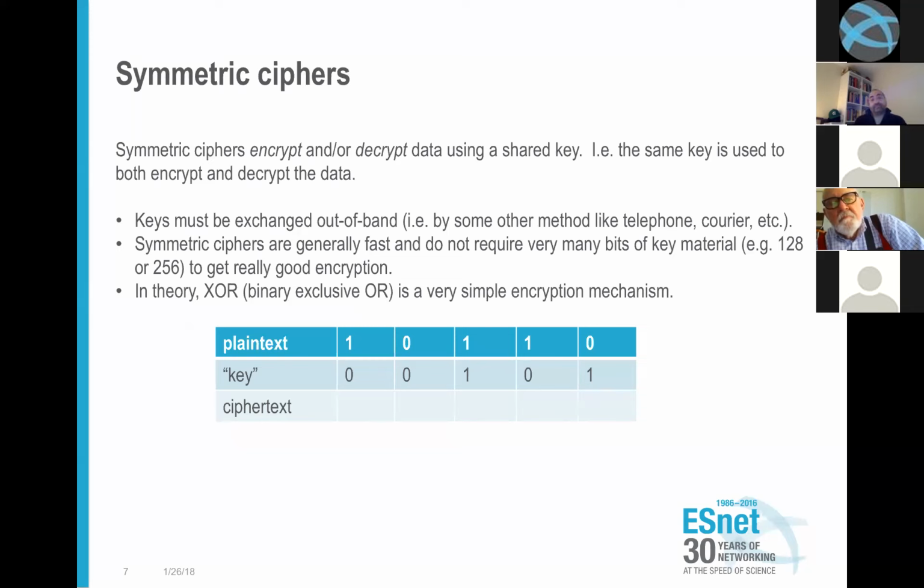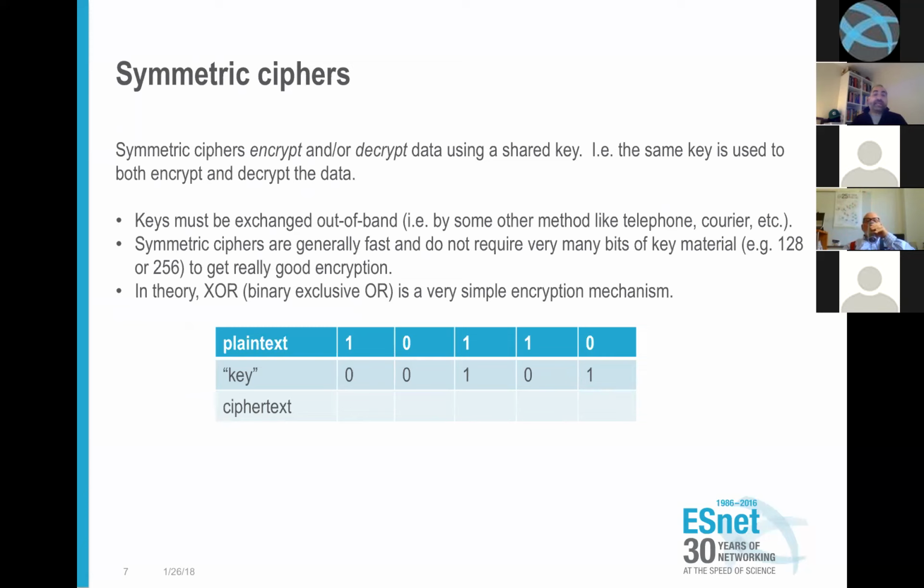But again, the point of a shared key is you're using the same key to encrypt and decrypt the data. So that means that you have to do key management. You have to exchange the key out of band. But the advantage is that you have very fast and very strong symmetric ciphers because you don't need very long key lengths. You only need 128 or 256 bits of key length to get really good encryption.